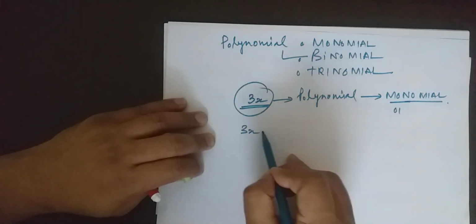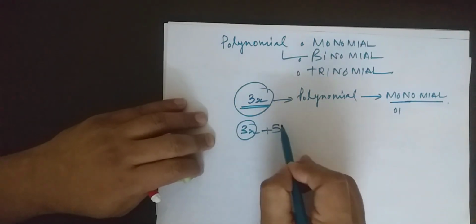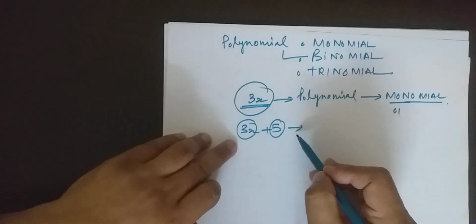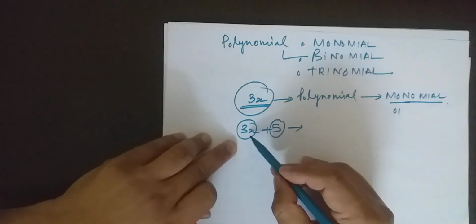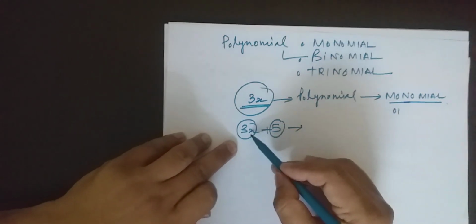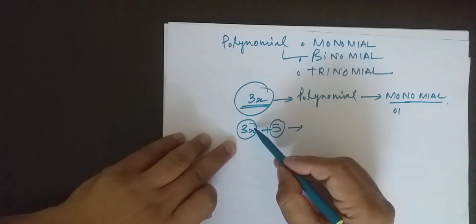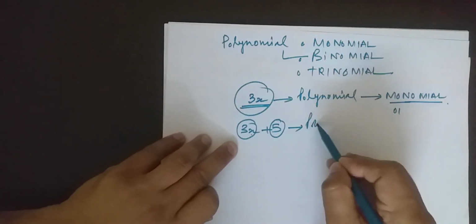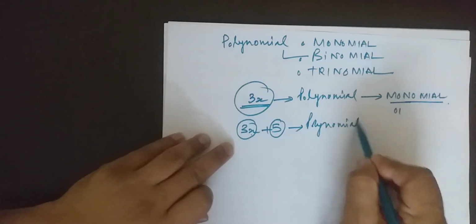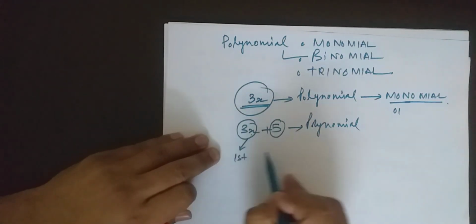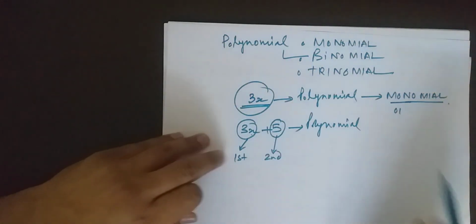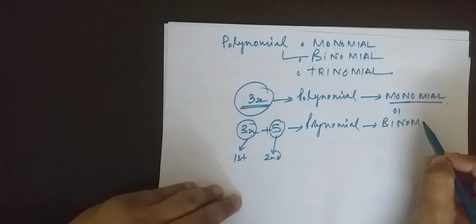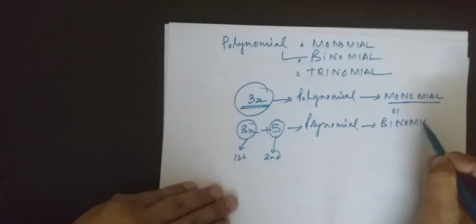When it has say two terms, 1 and 2, and if this expression again qualifies to be a polynomial, and in this case it indeed is a polynomial because the variable x has a power of plus 1 which is a positive integer. So 3x plus 5 is a polynomial, but this polynomial has two terms, the first term and the second term, which is a constant. So this becomes a binomial, meaning it is a polynomial algebraic expression which has two terms.